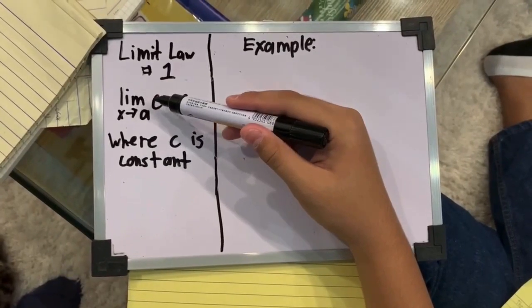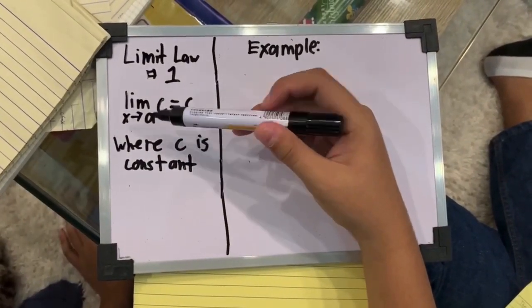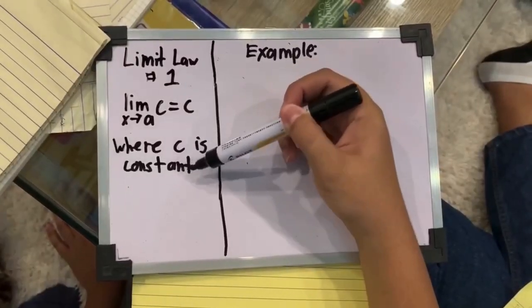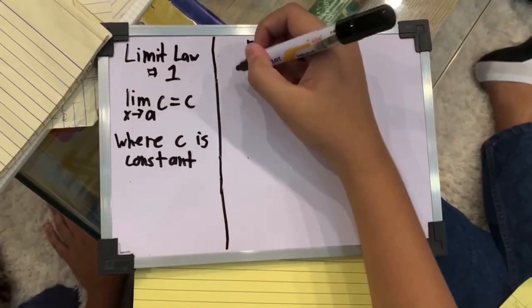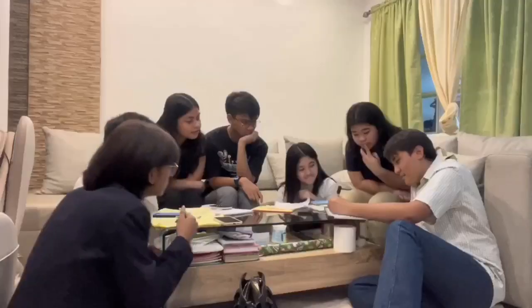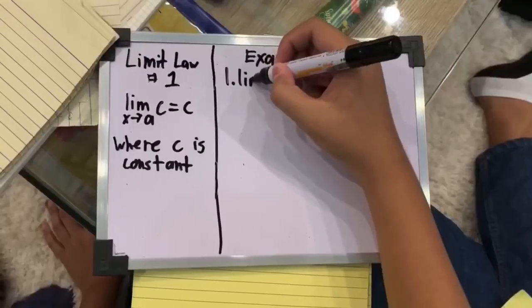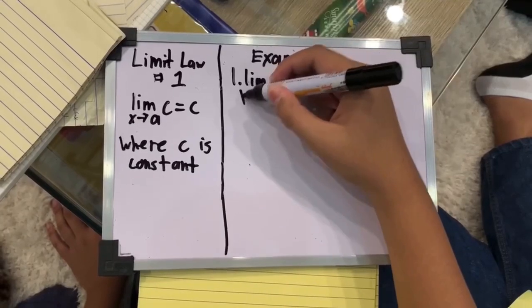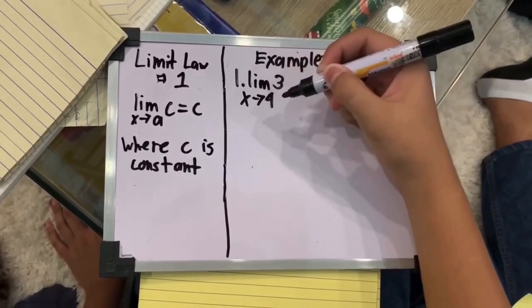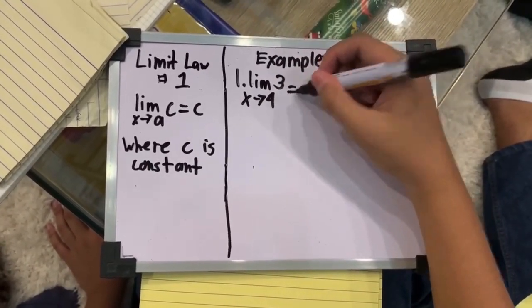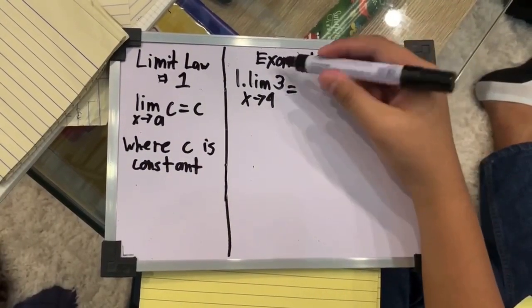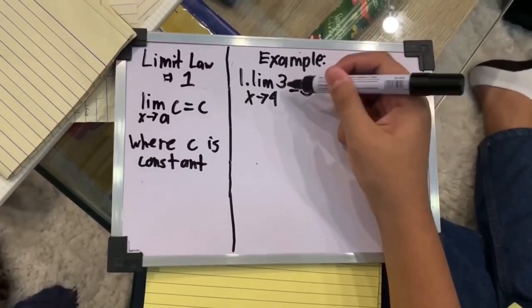Limit law number 1. The limit of C as x approaches A is equal to C, where C is a constant. Example 1. Let's say we have the limit of 3 as x approaches 4. Our constant is 3, so our answer will be 3. Even if our A is different, constant is constant.